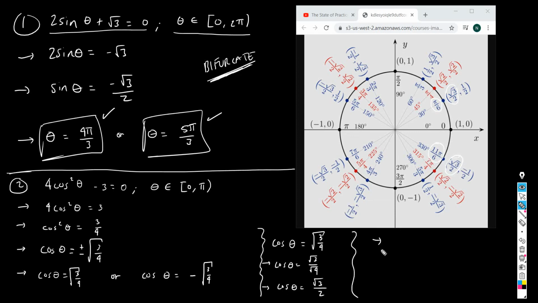I'm going to continue over here. I have the solution theta being equal to pi over 6, or theta being equal to 11 pi over 6. These are two possible solutions to this equation that comes from this equation, right? So I'm going to write in yellow the possible solutions to this equation in particular. We have theta being equal to pi over 6, or theta being equal to 11 pi over 6.